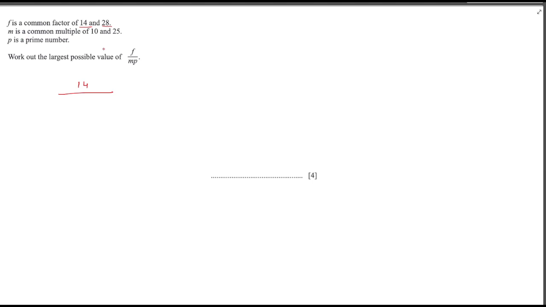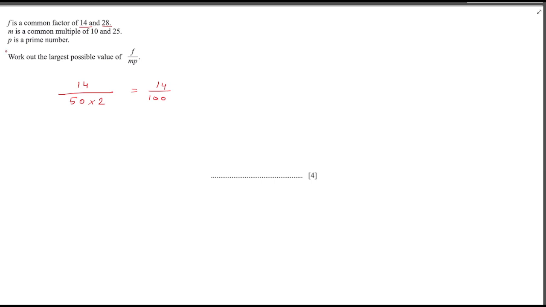Now for the largest possible value, I should look for the lowest common multiple. The lowest common multiple of 10 and 25 is 50. Okay, and p is a prime number. Now for the largest value, p should be smallest. So here the smallest prime number is 2. Okay, so your denominator is 100, so the result is 14 divided by 100.